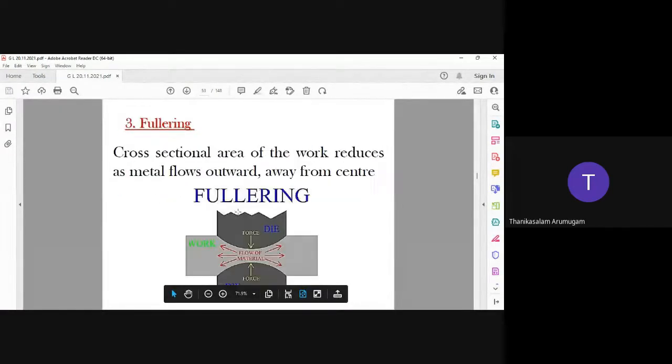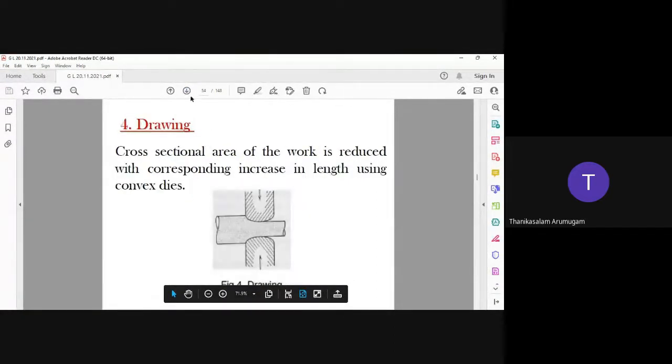Then fullering, to reduce the cross-section area. With a lower die and an upper die, force is applied in the fullering operation to reduce the cross-section area. Then drawing: there are two dies, upper and lower, and the raw material is reduced in thickness and increased in length. Generally, drawing means increasing the length, as in manufacturing thin wires, thin rods, or a small round rod.